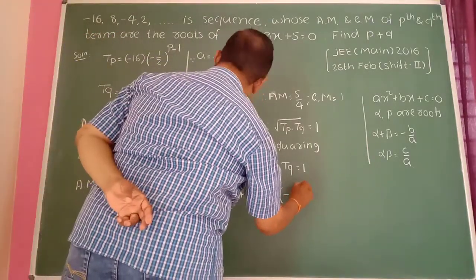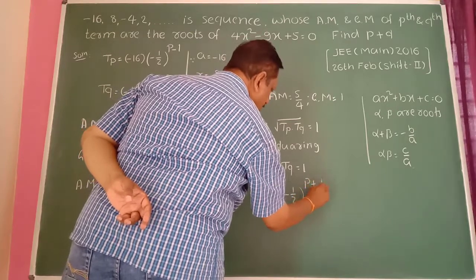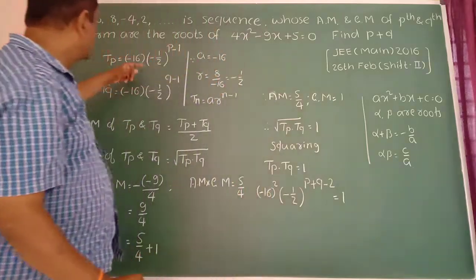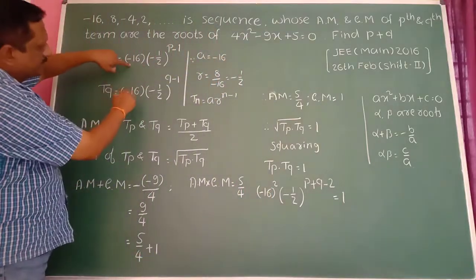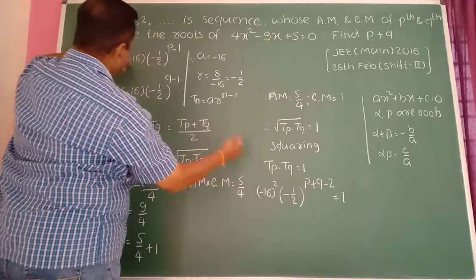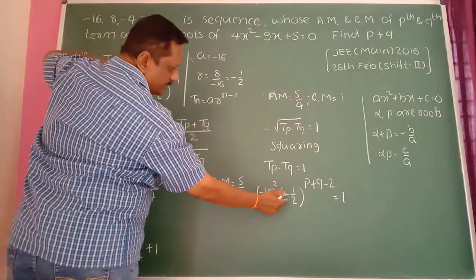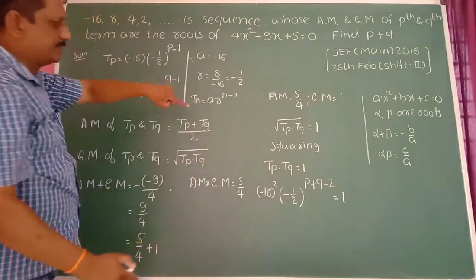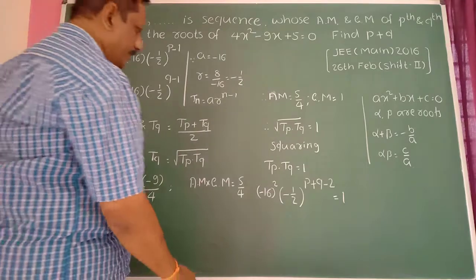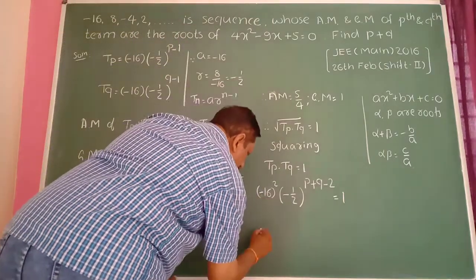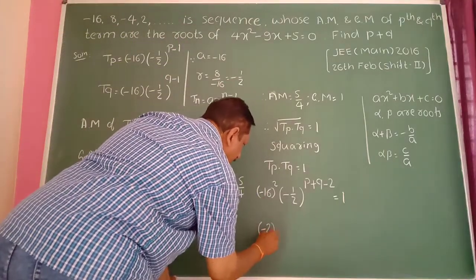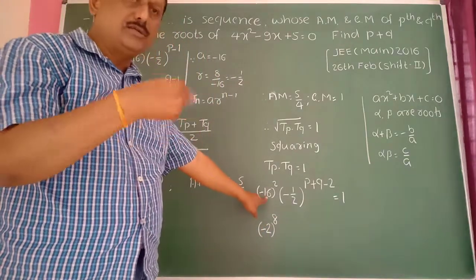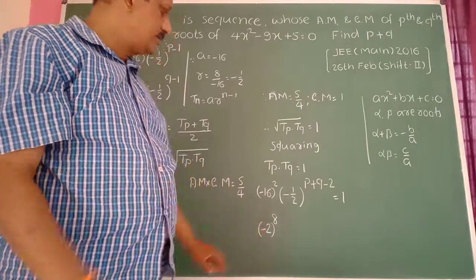So p plus q minus 2 is equal to 1 here. It's a product: Tp into Tq means minus 16 into minus 16, minus 16 squared. Then this into this, minus 1 by 2 raised to this plus this here. Therefore p plus q minus 2 equal to 1 here. Then minus 16 is there. You can write here minus 2 raised to 8 here, because 16 means 2 raised to 4, and 4 squared is 8. So minus 2 raised to 8 here.